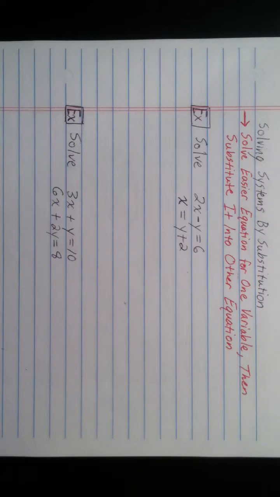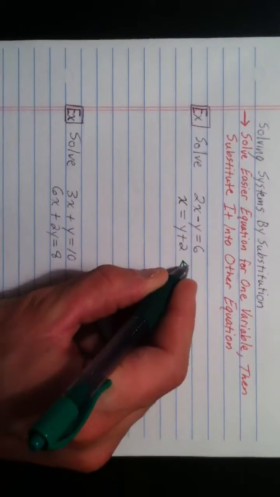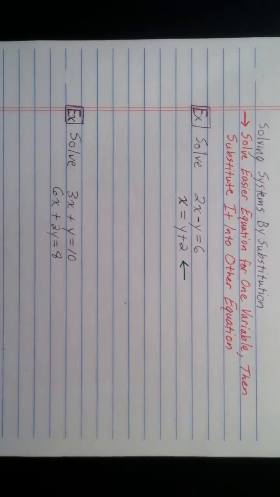That might sound a little confusing, but once you see a couple examples, I think you'll get the hang of it. So looking at our first example of a system, 2x minus y equals 6, x equals y plus 2. You want to look at the two equations and say, which one would be easier to solve for a variable? Doesn't matter if you have to solve it for y or for x. Either way is fine. And the second equation actually already is solved for x, because the x is by itself.